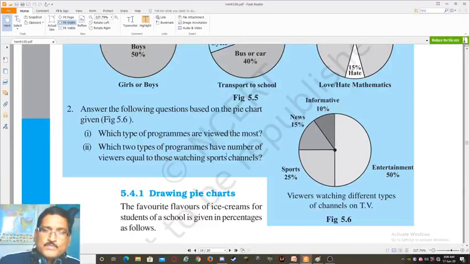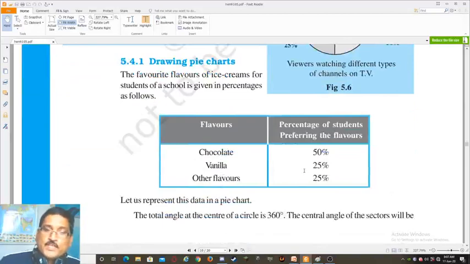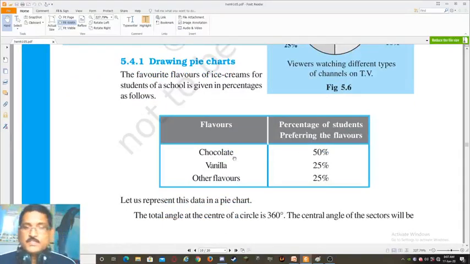Which two types of programs have number of viewers equal to those watching the sports channel? Sports channel is 25. Now news plus informative will be equivalent to the sports channel. News is 15 and informative is 10. On adding I am getting 25. That means the sports channel is equivalent to the sum of the two channels, news and informative. Clear? So this question I have done while explaining this.